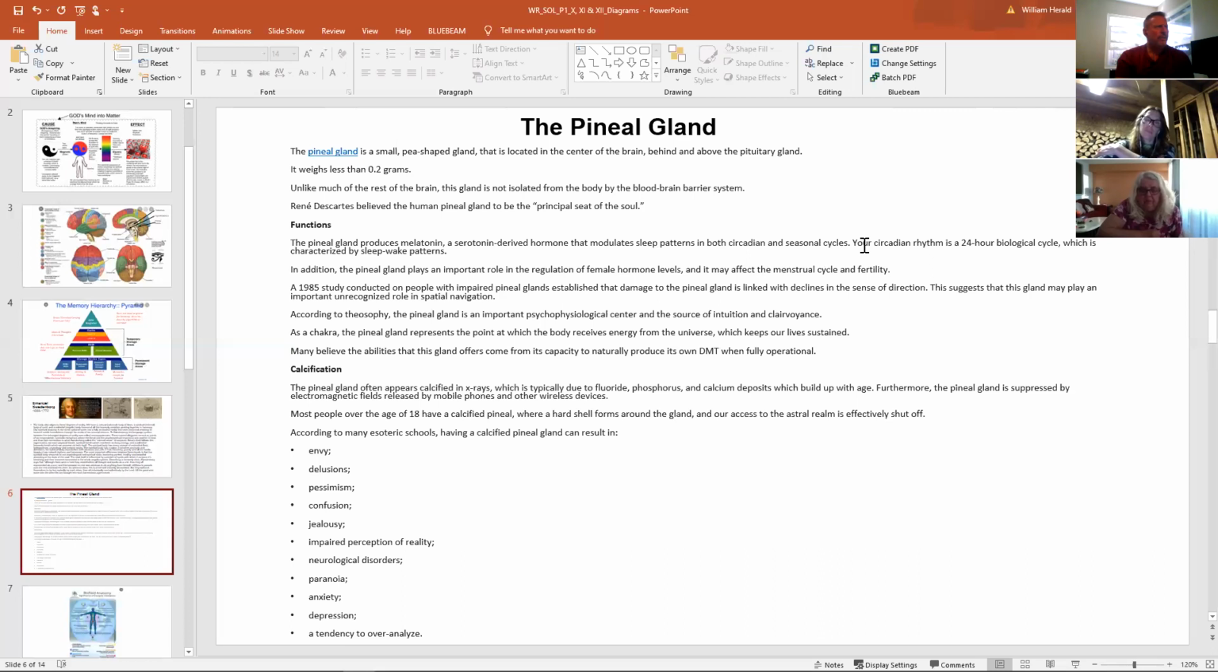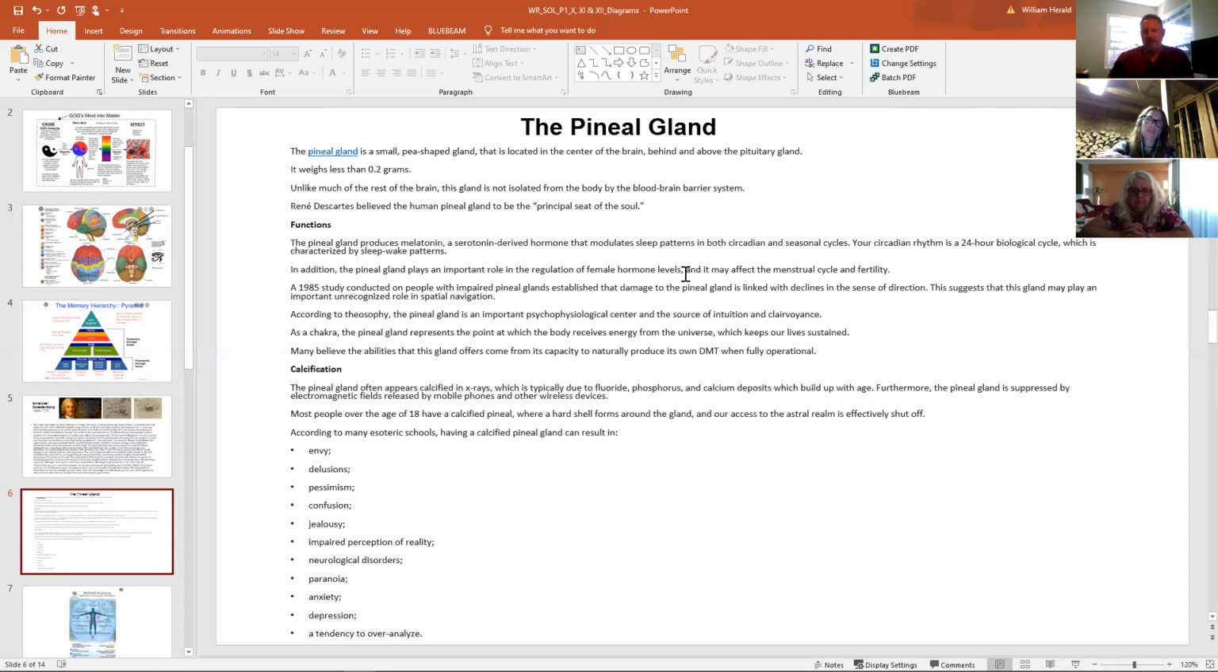Your circadian rhythm is a 24-hour biological cycle, which is characterized by sleep-wake patterns, as you know. In addition, the pineal gland plays an important role in the regulation of female hormone levels, and it may affect the menstrual cycle and fertility. As you know, I also shared cycles of the moon, which is a 28-day cycle, which is also the cycle of a woman's menstrual cycle. From a little bit of research I do, and I've never had a menstrual cycle myself, I've been reading that once women begin to recognize the moon more and include it in the phases of their life, their periods will actually sync up with the moon's phases and so forth. So we know that there's a lot going on with this pineal gland in our brain.